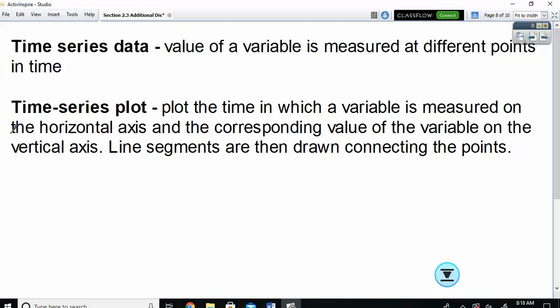Your time might be in seconds, or it might be in minutes. It could be in years. If I want to look at population trends, then I would be measuring every year and looking at the population. It's just another line graph that's talking about periods in time. The only way this is different than the frequency polygon is frequency polygon has to connect to 0, and this one does not.